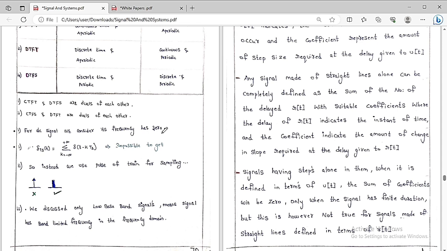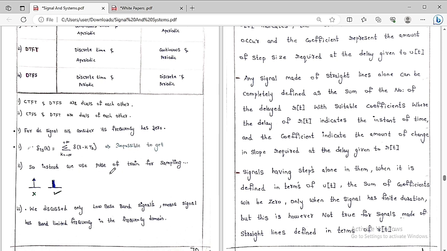So now, this is an impulse train. I've already told you: delta T of t is equal to sigma, k is equal to minus infinity to plus infinity, delta of t minus kTs. This is an impulse train. Ideally it is possible, but practically it is impossible to get.